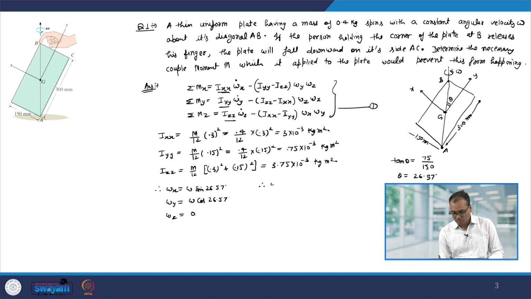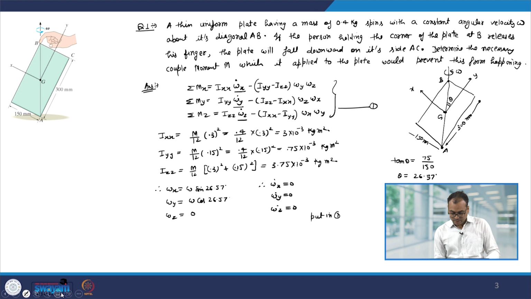And you can see that omega x, omega y and omega z are fixed values. Therefore, omega x dot is 0, omega y dot is 0 and omega z dot is also 0. Now, let us put these values in equation number 1. Since omega x dot, omega y dot and omega z dot are equal to 0, the first term will not contribute, and omega z is also 0. Therefore, summation Mx is equal to 0.